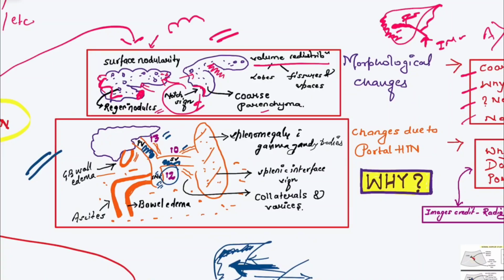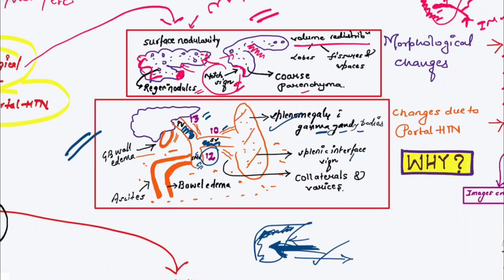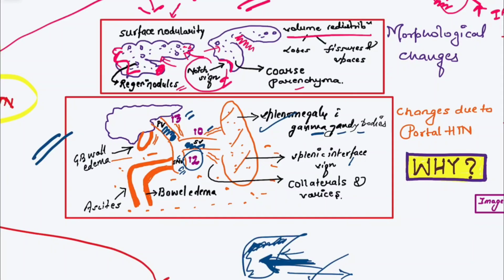Okay, there is splenomegaly with Gamna-Gandy bodies. These Gamna-Gandy bodies are actually tiny echogenic foci within the splenic parenchyma because of the siderotic deposits within them, and other causes we'll see. There is this splenic interface sign we will see later on. So due to this portal hypertension, diameters increase, there is splenomegaly with Gamna-Gandy bodies and splenic interface sign.